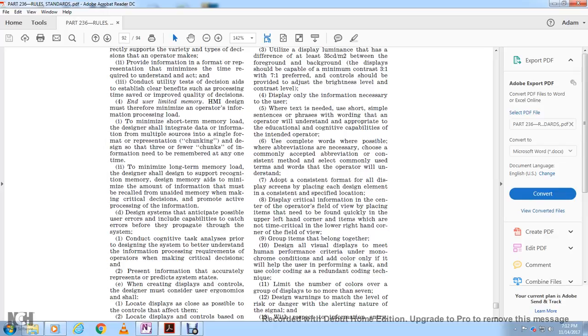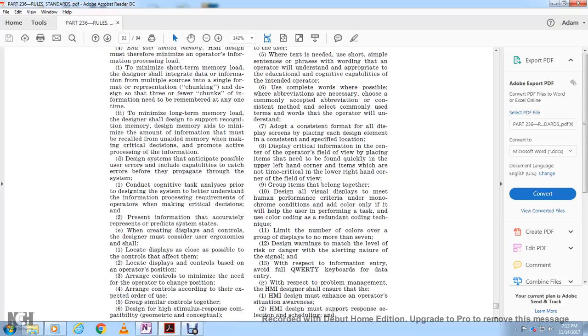Design system to anticipate possible user errors, including capability to catch the errors before they promulgate their system. Conducting cognitive task analysis prior to decision system to be understood with the information process requirements. All operators must be critical decision. 2. Present information that accurately represents particular states.